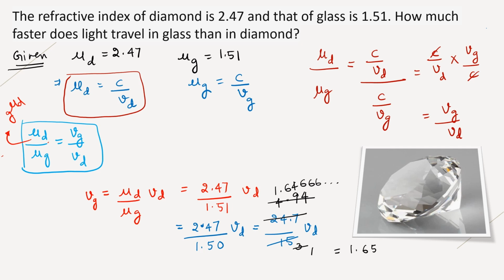1.65 Vd. Now let us write this very neatly. Our result is Vg is equal to 1.65 Vd. Now what does this mean? The question says, how much faster does light travel in glass than in diamond? The answer is, the light travels, okay, I'll not say exactly, approximately 1.65 times of Vd, because I have taken a small approximation there. That's it.